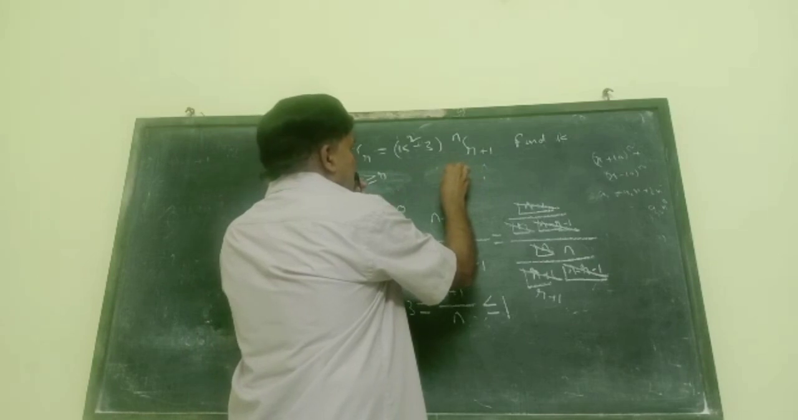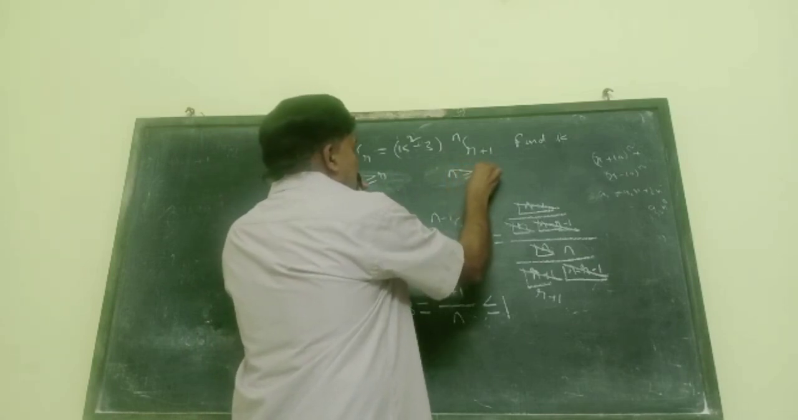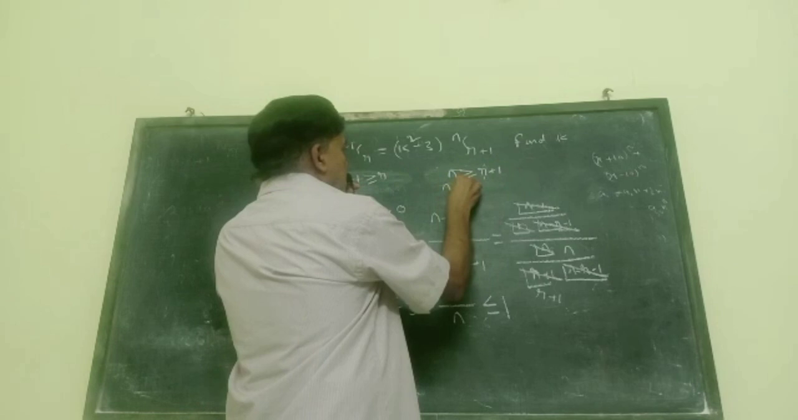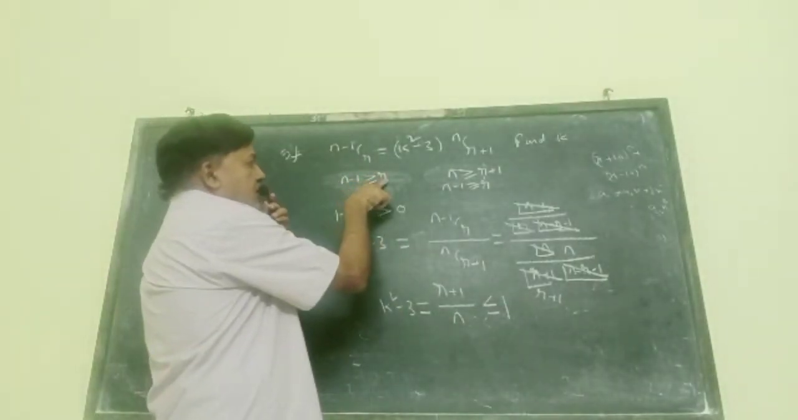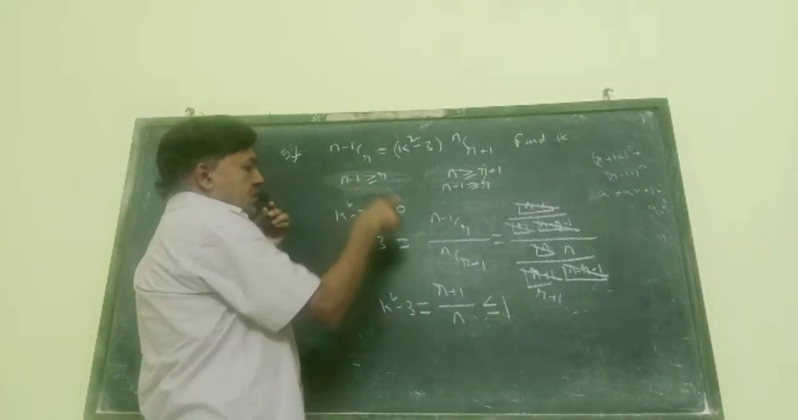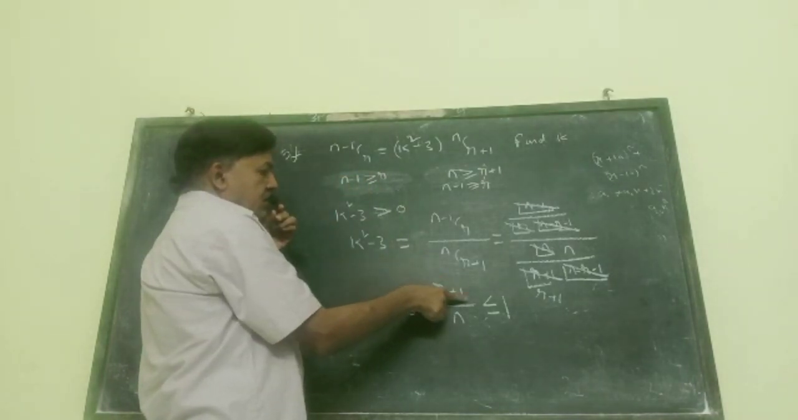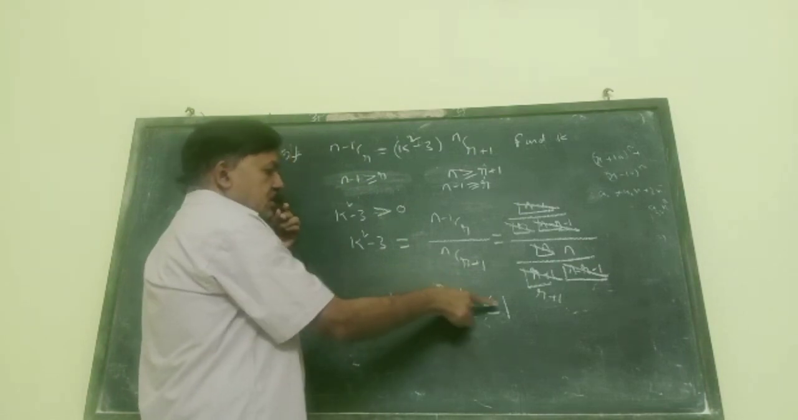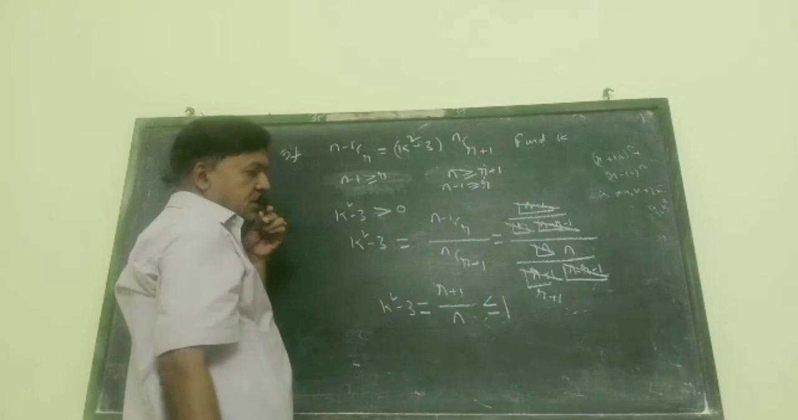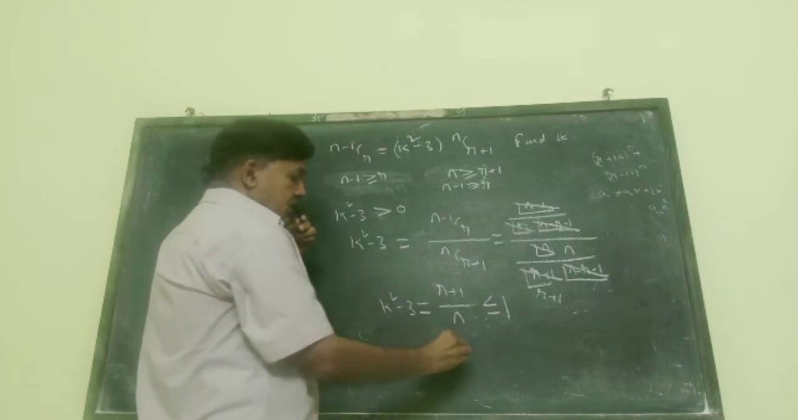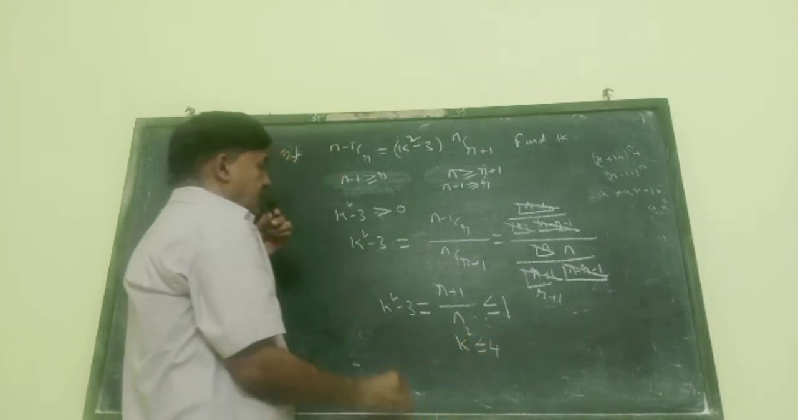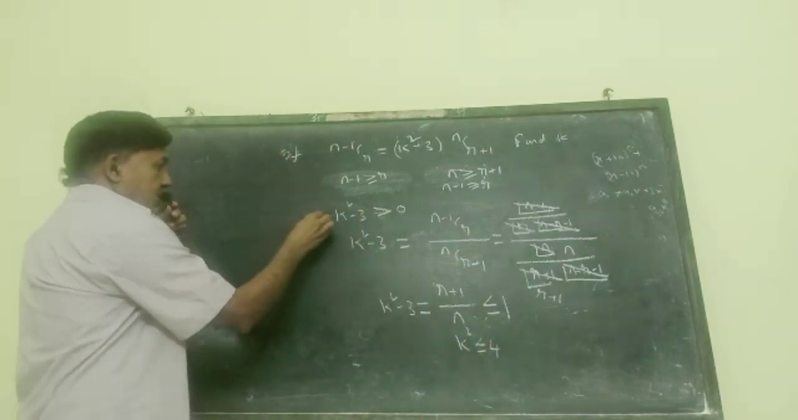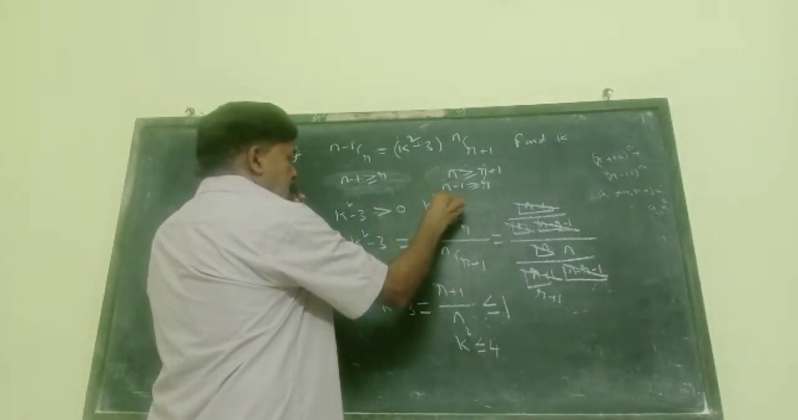Here also same thing. Let's correct it. N greater than or equal to r plus 1. N minus 1 greater than or equal to r. Right. So the maximum value of r is how much? N minus 1. So what is the maximum value of this? You can have n. Then what is the maximum value of this fraction? 1. So this is always less than or equal to 1. So you have got k square less than or equal to 4. From this, what is your conclusion? K square greater than or equal to 3.